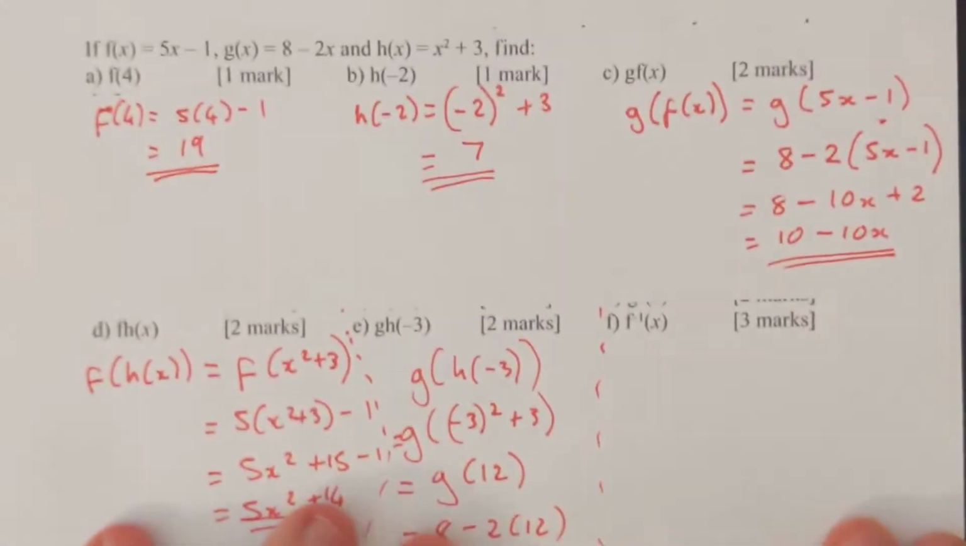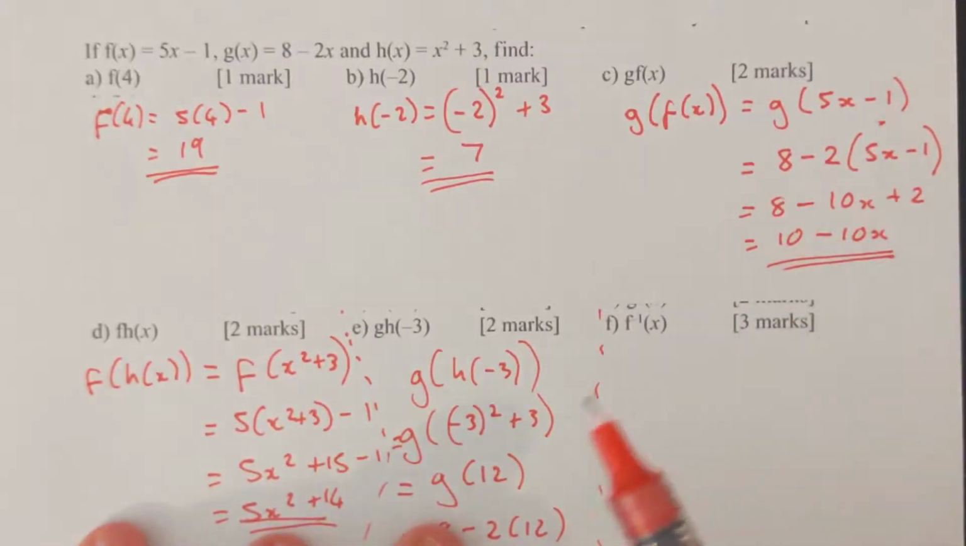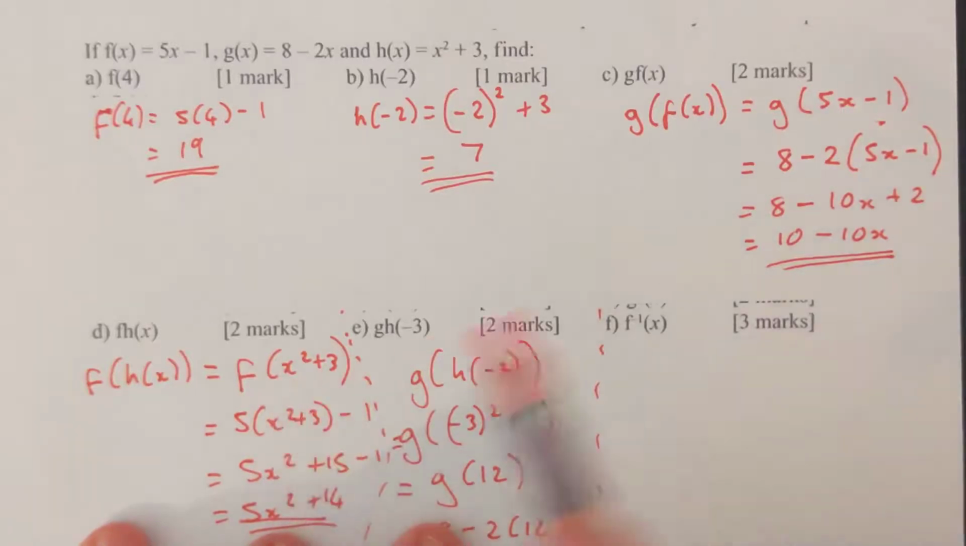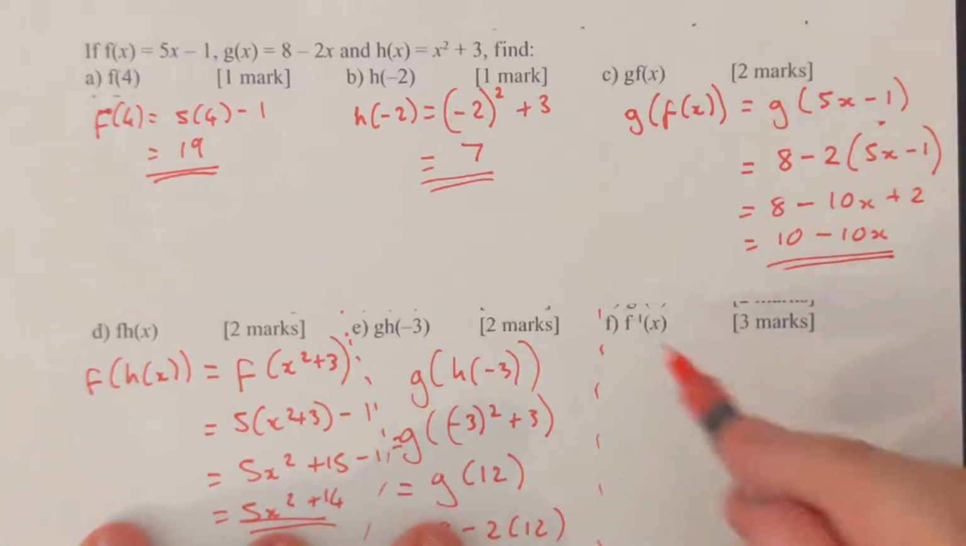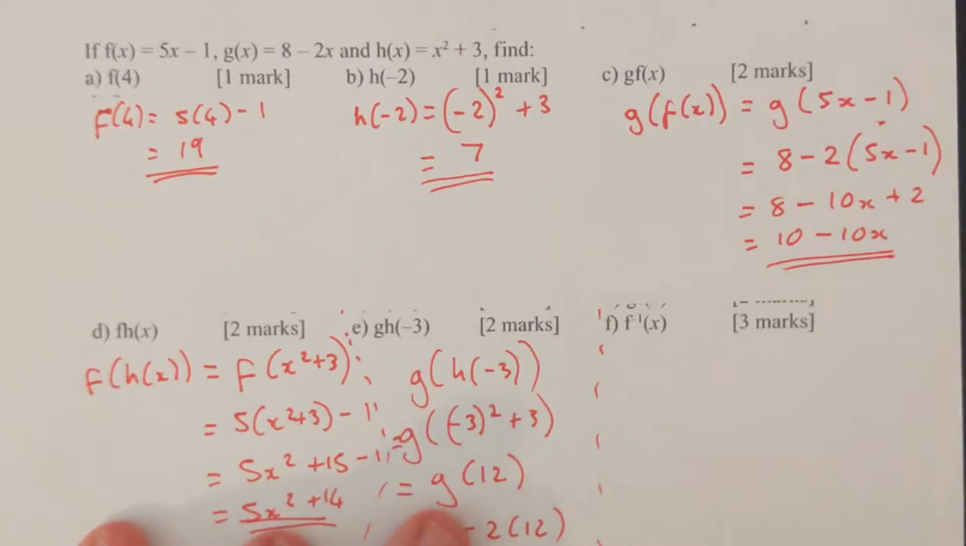Finally, f minus 1 of x is your inverse function. That is, if I put a number in and I get some output, f minus 1 of x allows me to put the output in and find out what I'd entered into the function in the first place. So it's effectively the inverse operations.